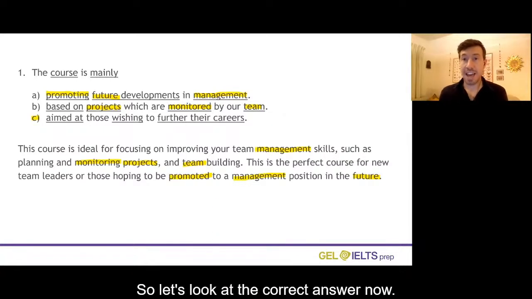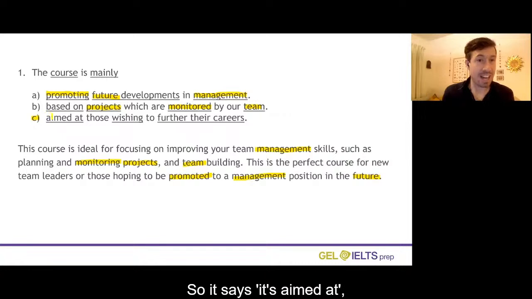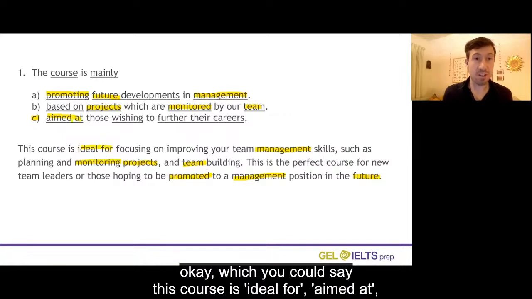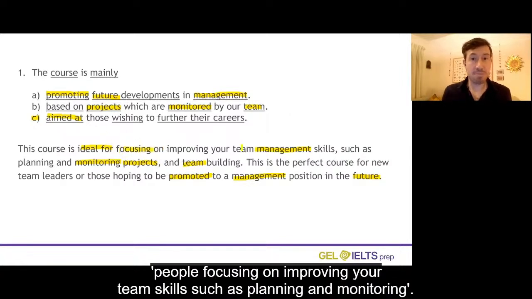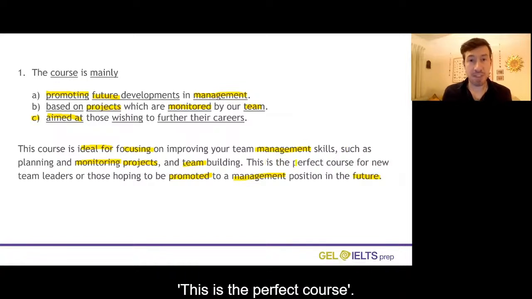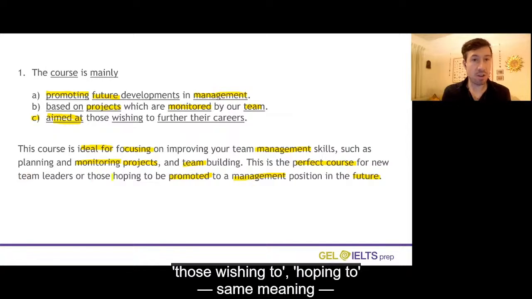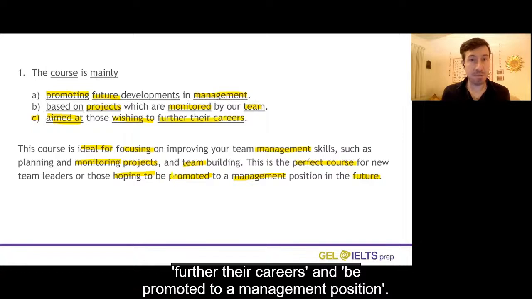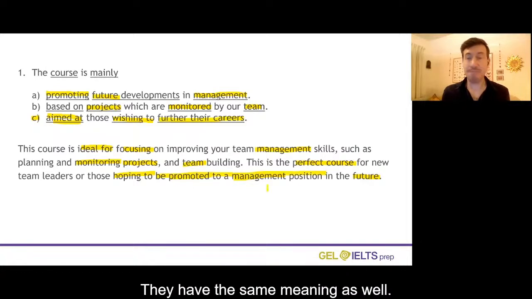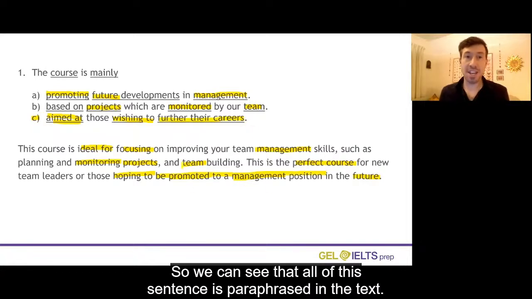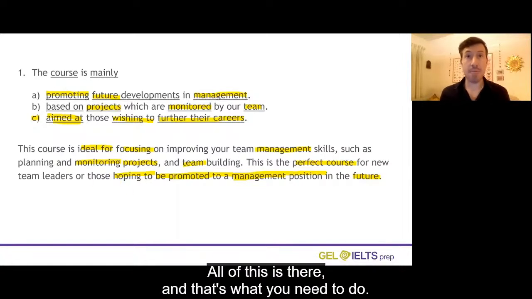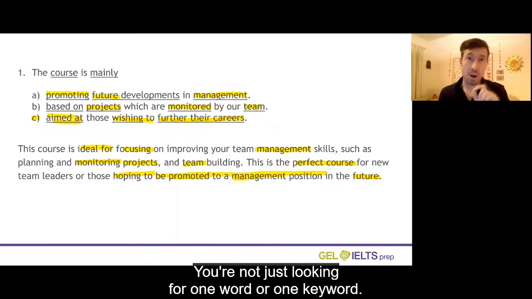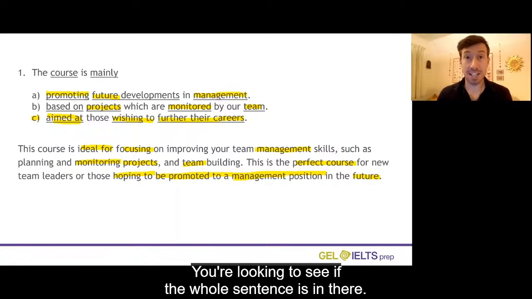So let's look at the correct answer now. It says it's aimed at, okay, which you could say this course is ideal for, aimed at, people focusing on improving your team skills, such as planning and monitoring. This is the perfect course. So again, ideal for or aimed at. New team leaders, or those wishing to, hoping to, same meaning, further their careers and be promoted to a management position, they have the same meaning as well. So we can see that all of this sentence is paraphrased in the text. It's not just one or two words. All of it is there. And that's what you need to do. You're not just looking for one word or one keyword. You're looking to see if the whole sentence is in there.